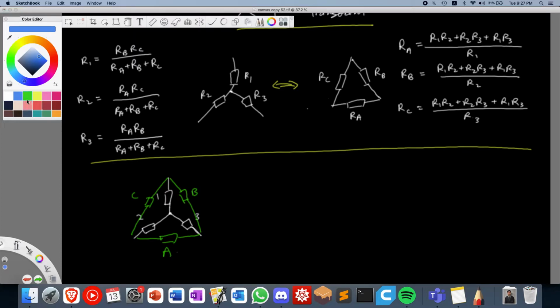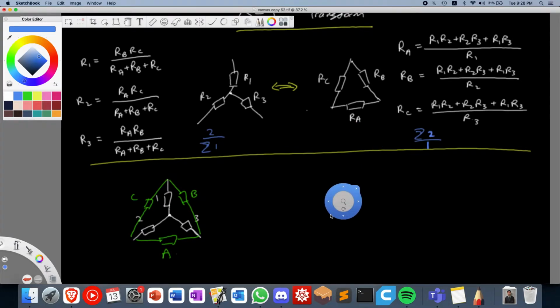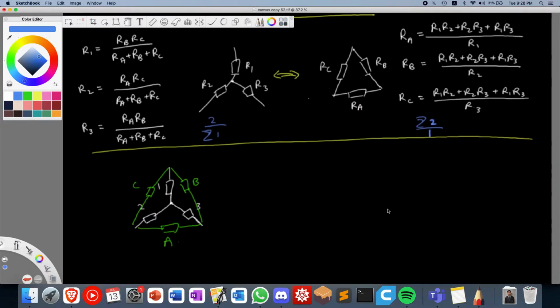Before I go on to the full derivation, let me give you a quick shortcut about the way I remember it. On the right side we have essentially the sum of the products of two terms over one individual term, so it's sort of like sum of 2 over 1. And on this side, R1 is sort of like 2 over sum of 1. So that's how I remember the formulas. That's just a trick to remember if you want.